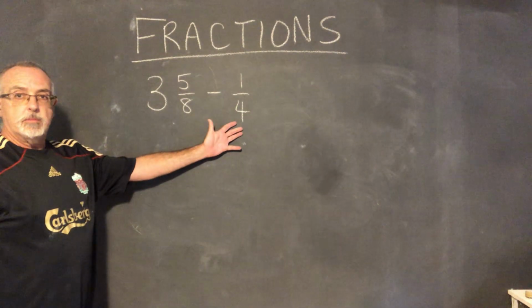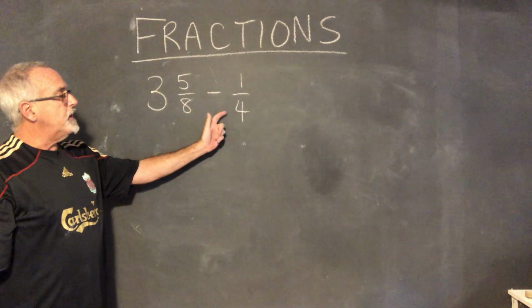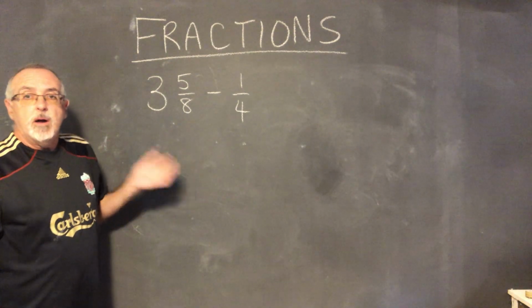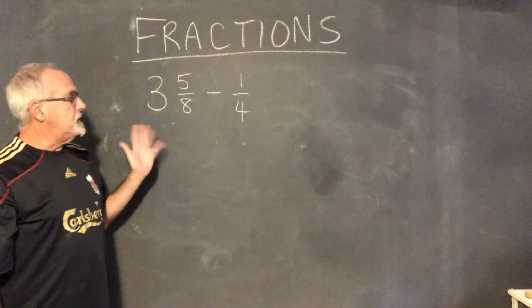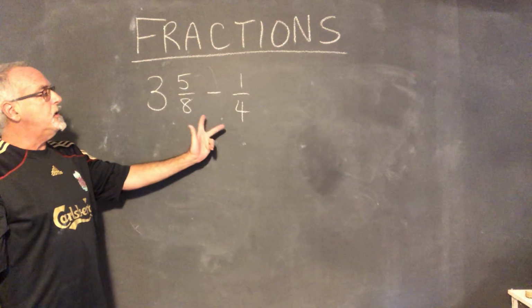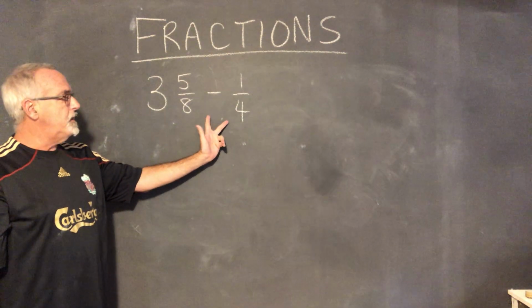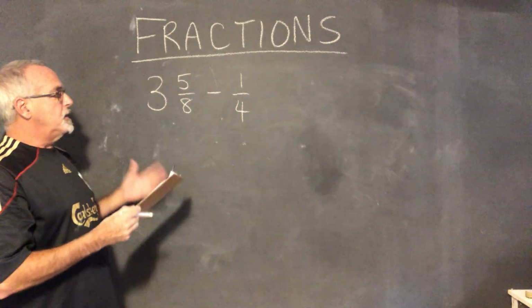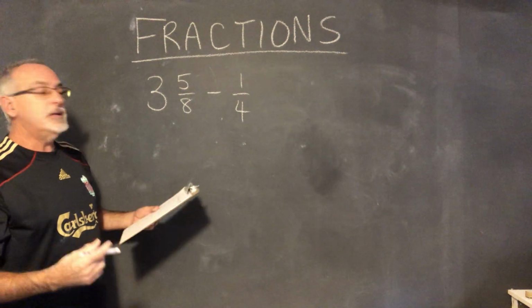It's not two mixed numbers. It's a mixed number, and I am subtracting a fraction that is not a mixed number. Does that stop me? No. I have to have the same procedure. The procedure is I cannot do this until I make sure that they have a common denominator. The lowest common denominator of 8 and 4 is going to be 8. The lowest common multiple of 8 and 4 is 8.